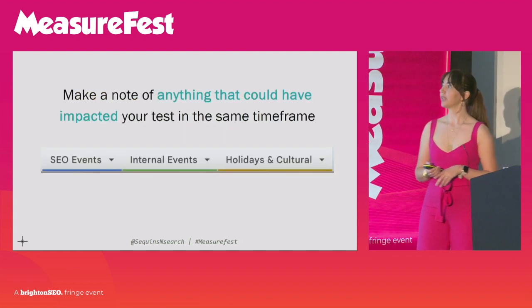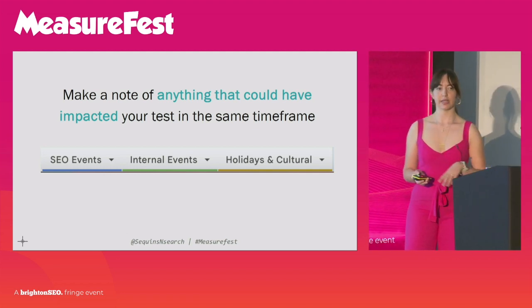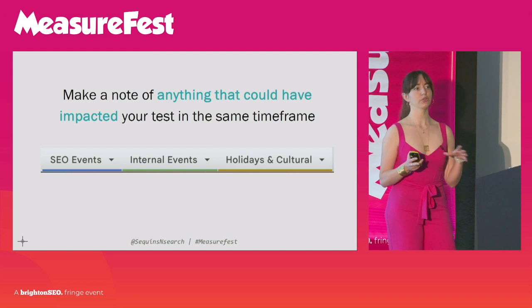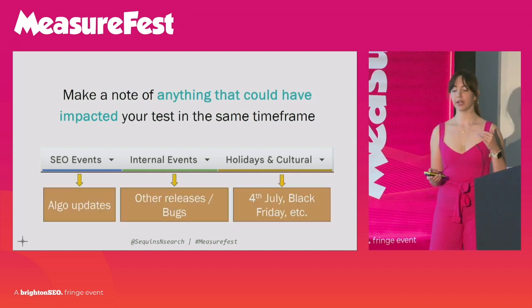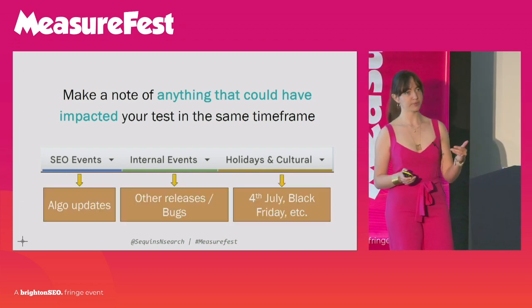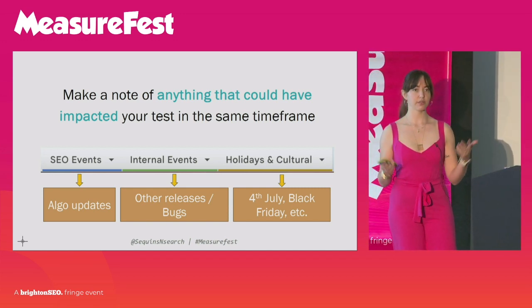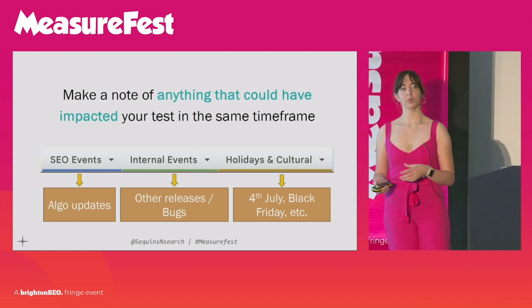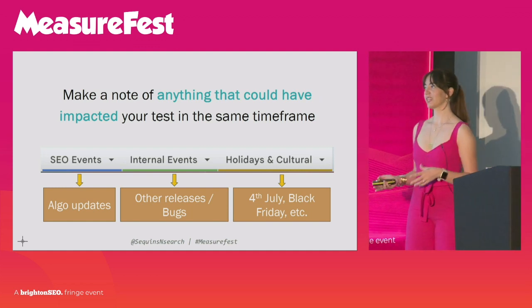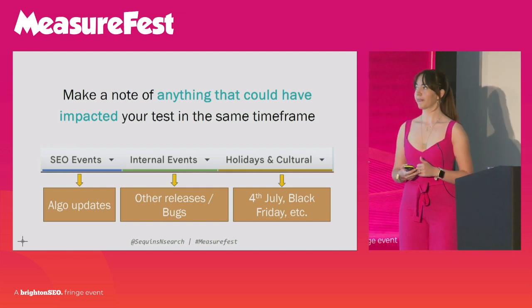There are templates online. Make a note of everything that impacted your test in the same time frame as well. This is something that I always do. I have a working sheet, not only for myself, but also for the rest of my team and the engineering team, where you can track industry events, like algorithm updates that go up at the same time, or engineering releases that go up at the same time as your test, because sometimes we don't have visibility over everything. Or holidays and cultural events, because we're not working in a lab. We're working in a digital landscape where everything can change. There are so many factors that we need to take into account. So having this tracking can make things a bit easier.